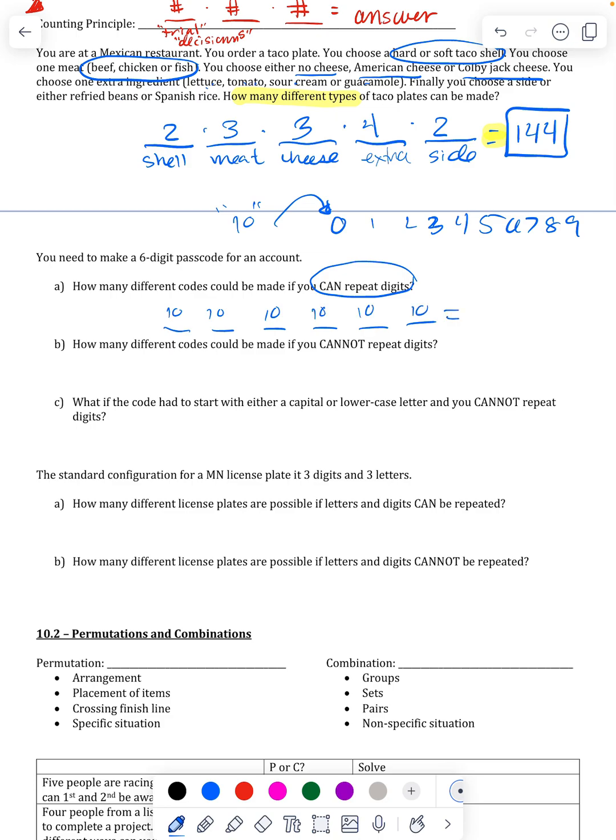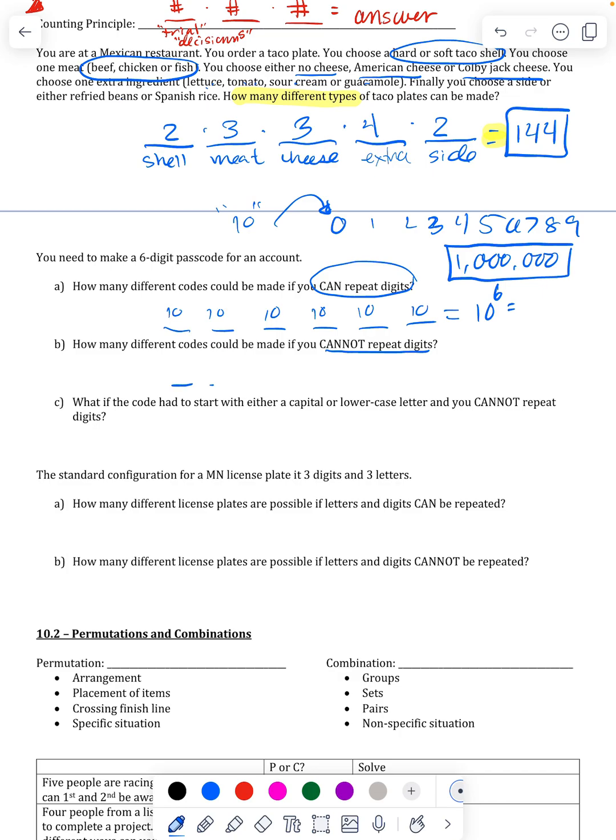And instead of doing 10 times 10 times 10, I can just do 10 to the 6th power, which is going to turn out to be 1 million. Or you can multiply 10 by itself 6 times. Now, why is part B different? How many different codes can you make if you cannot repeat?